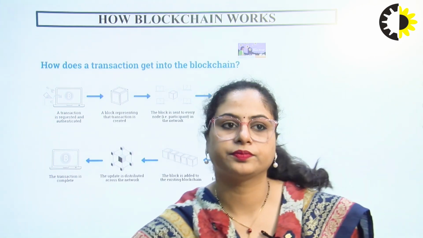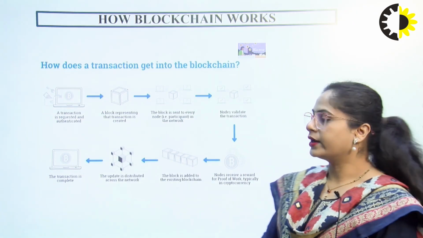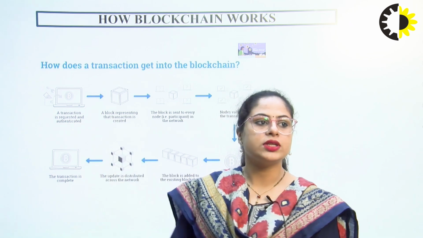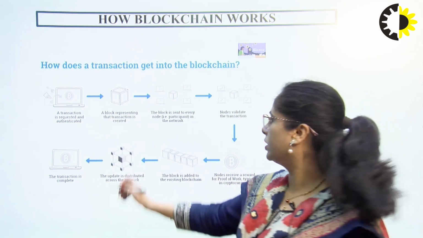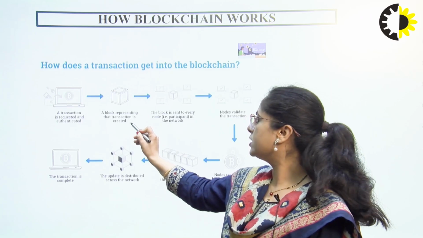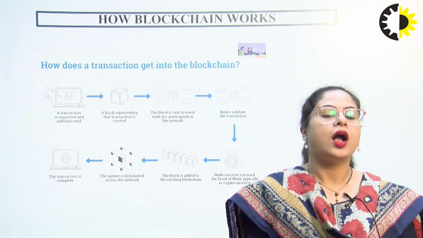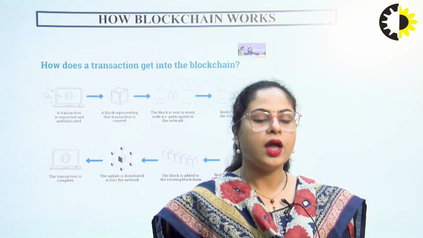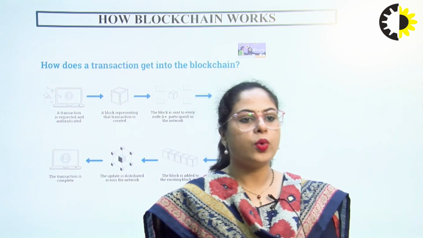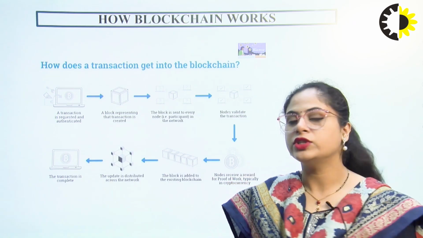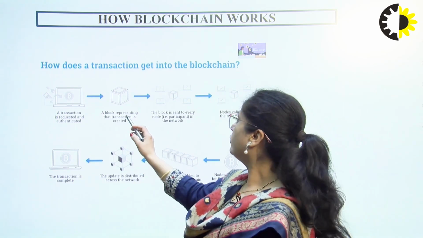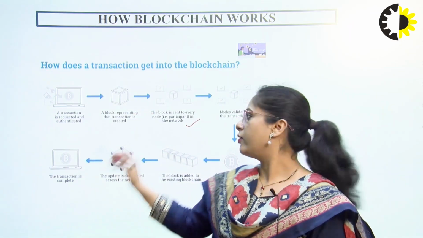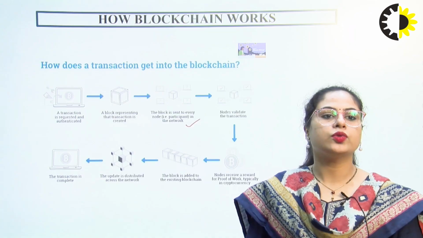First of all, this is the architecture for the blockchain. First, the transaction is requested and authenticated. After that, a block representing that transaction is created. We saw that the whole transaction is stored in a block, and that block is linked one to another, which forms the blockchain. After that, the block is sent to every node.